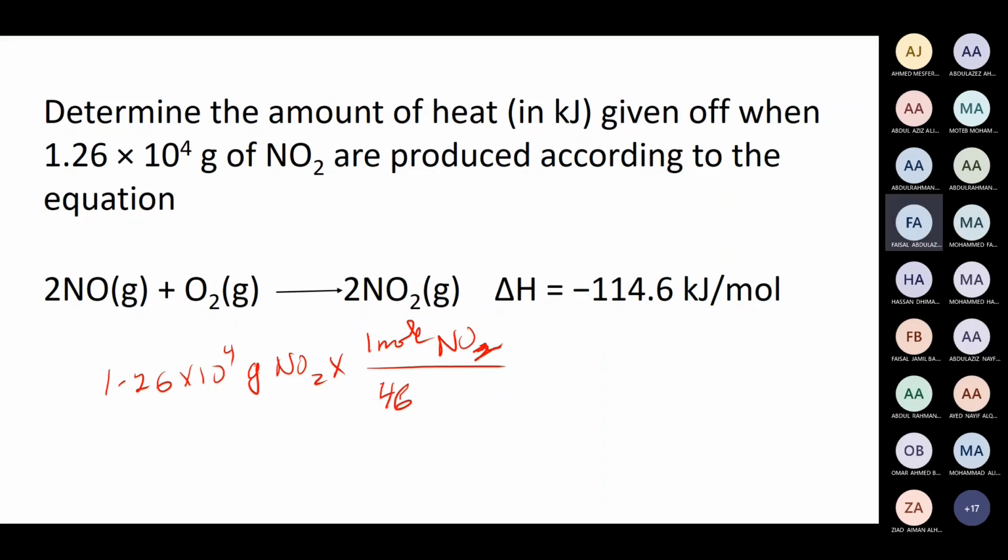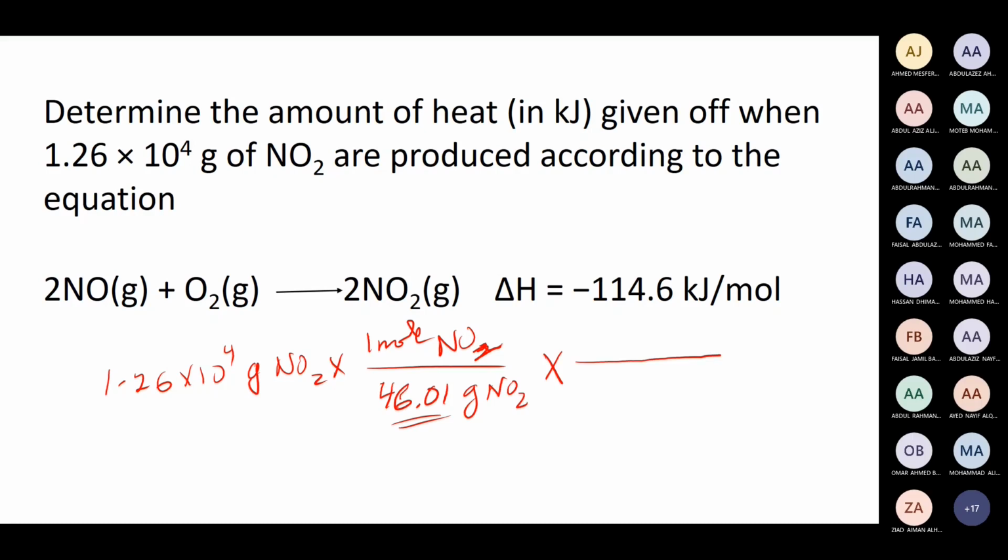48.6.01, isn't it? Gram NO2. Please calculate it. I hope I didn't make a mistake. Is it correct? Yes, yes. Okay, I hope so.